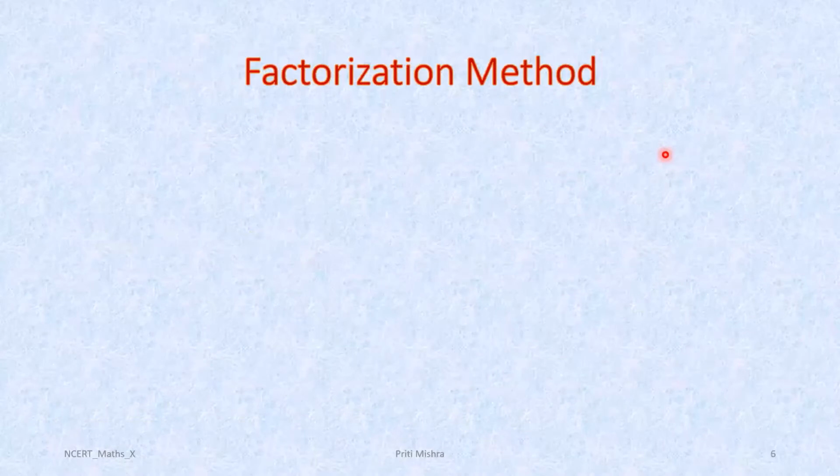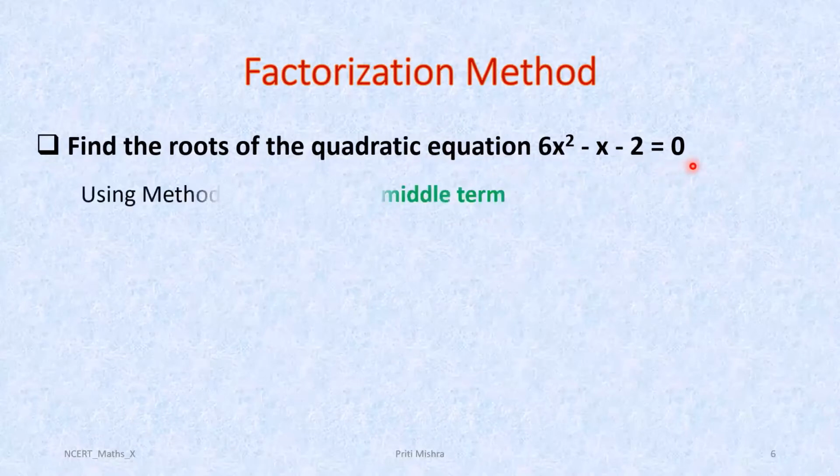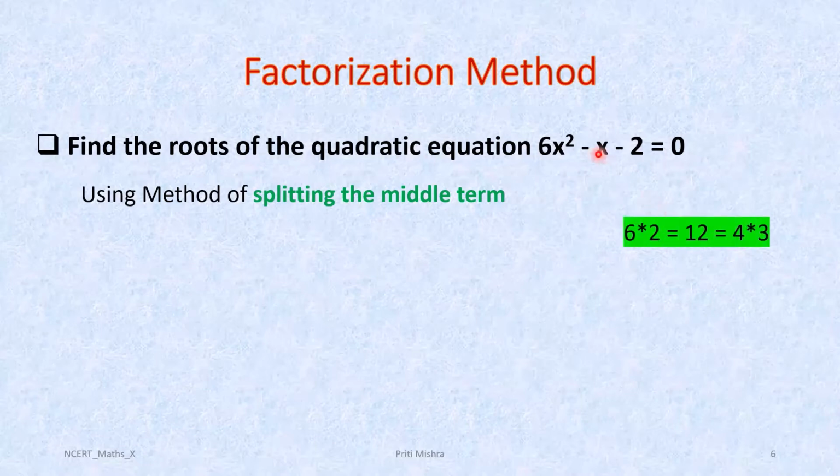In order to know about factorization method, we are going to consider here an example. Find the roots of the quadratic equation 6x square minus x minus 2 is equals to 0. We will factorize this by using the method of splitting the middle term. You all are familiar with this method already from your class 8th. So let's start. Here you can see we are having coefficient of x square 6 and the constant term is 2. So 6 into 2 means 12.